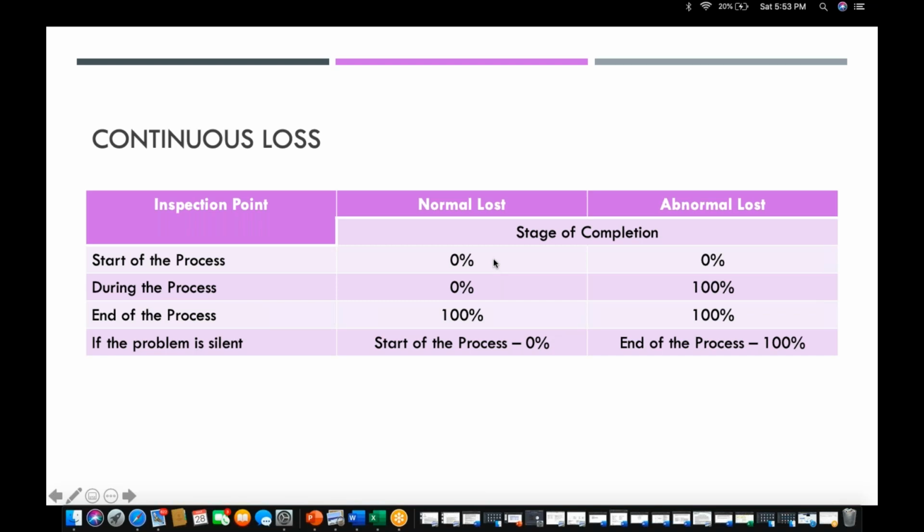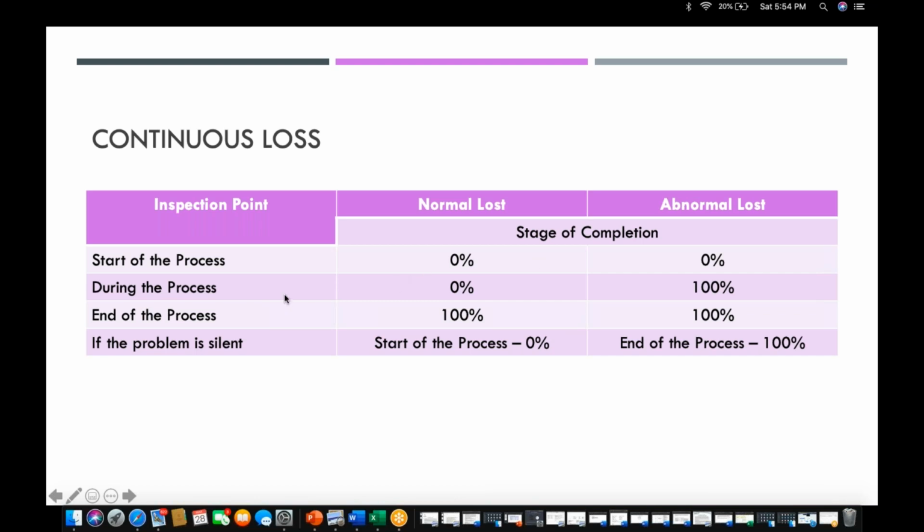Simply because if the inspection point is at the start of the process, you can immediately identify that those units are already gone. We have a lost unit at the start. So therefore, you can no longer add production elements. It no longer has materials, labor, and overhead, because right from the start, you have determined that we have lost units at the start of the process.